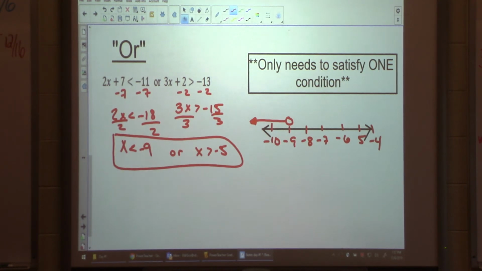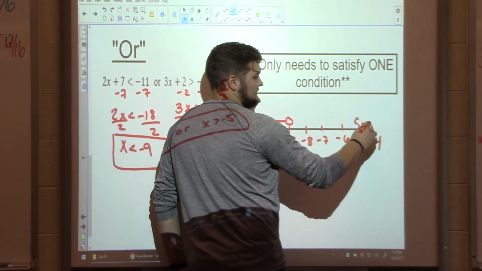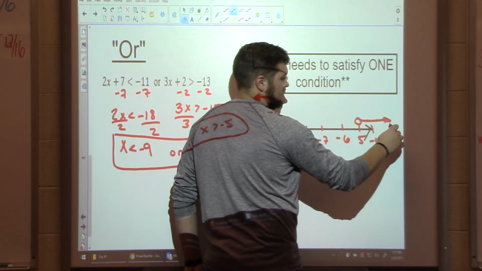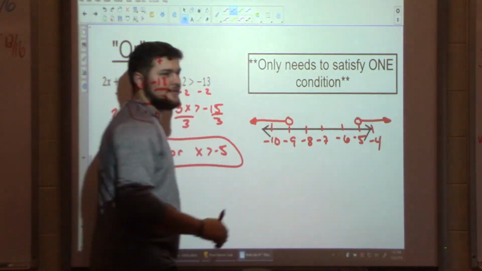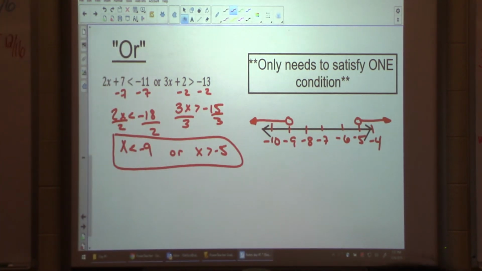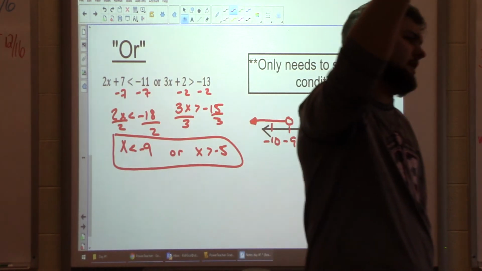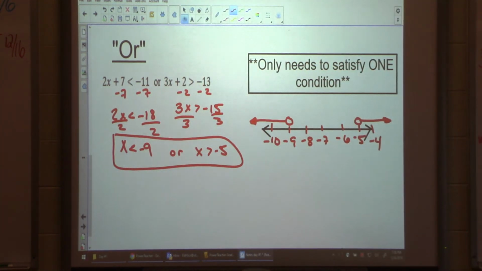X is greater than negative 5. At negative 5 I'm putting an open circle. Arrow to the right. So an or graph should have 2 endpoints, and our arrows going in different directions. We should not be filling in between our 2 endpoints, or we're going opposite directions. That should happen 99.99999% of the time. What about the other point? 0.0001 is when we have two endpoints.